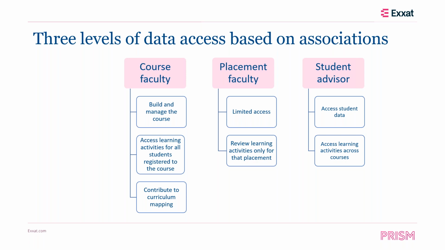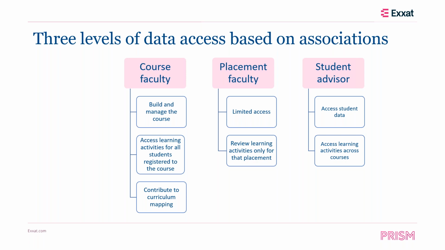And then there is the third level of access, which is called the student advisor. If you are associating a faculty as an advisor to a particular student, they can access all student data. They can see all the learning activities for that particular student, and they can also do the mentoring based upon that data. So these are three different ways in which you can associate a faculty: either to a course, to a placement, or to a student. Based upon your need, you can decide what works best for you, and then you can provide the controlled access to your faculties.